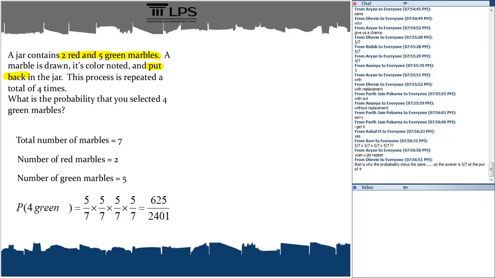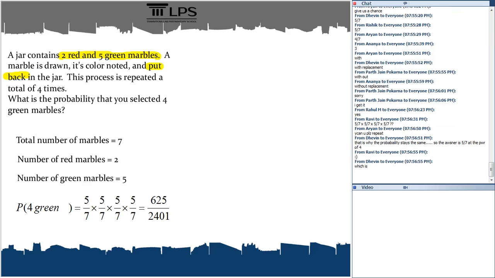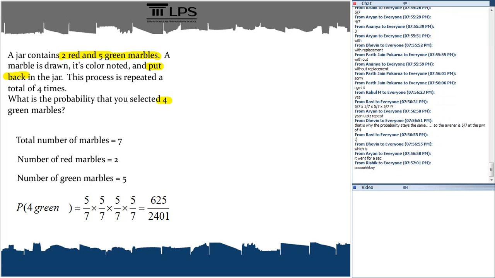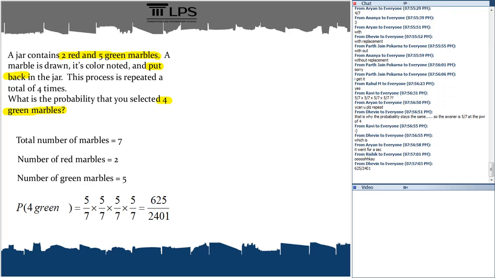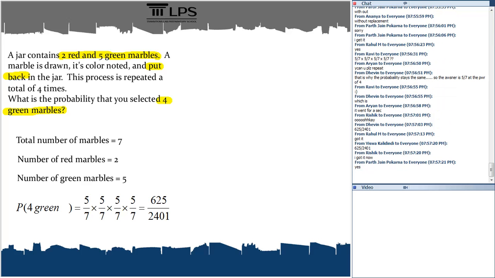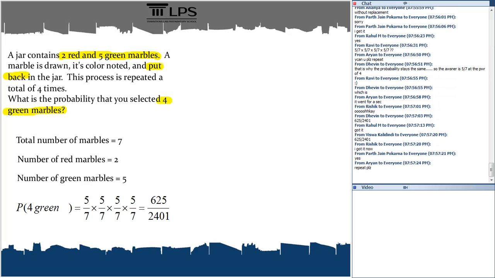Rishik, Aryan, they were right in a way because their first part was correct, but they missed out this information. Remember that it did not ask you to find out the probability of the green marble, but it asked you to find out 4 green marbles. Yes, Rishik, right. Vivian, correct. That is right. 625 divided by 2401. That's right. Got it. Rahul. Parth, did you get it? Yes, Parth. Excellent. Very good. You're getting it now. Fine. Great. Let's look at another sum.